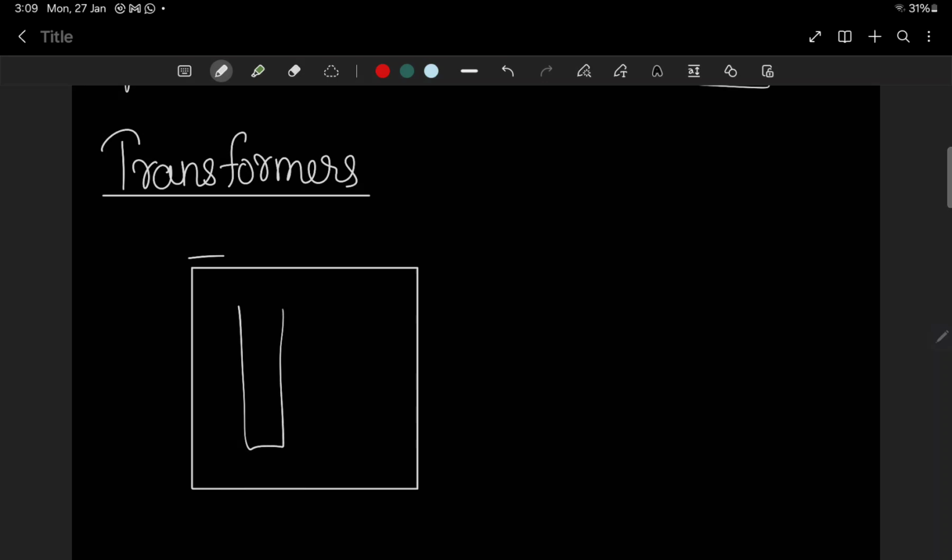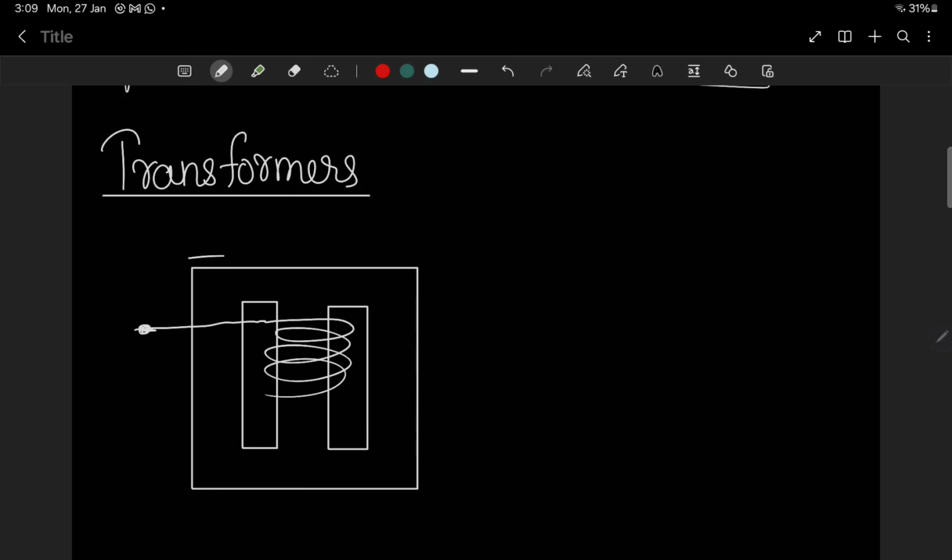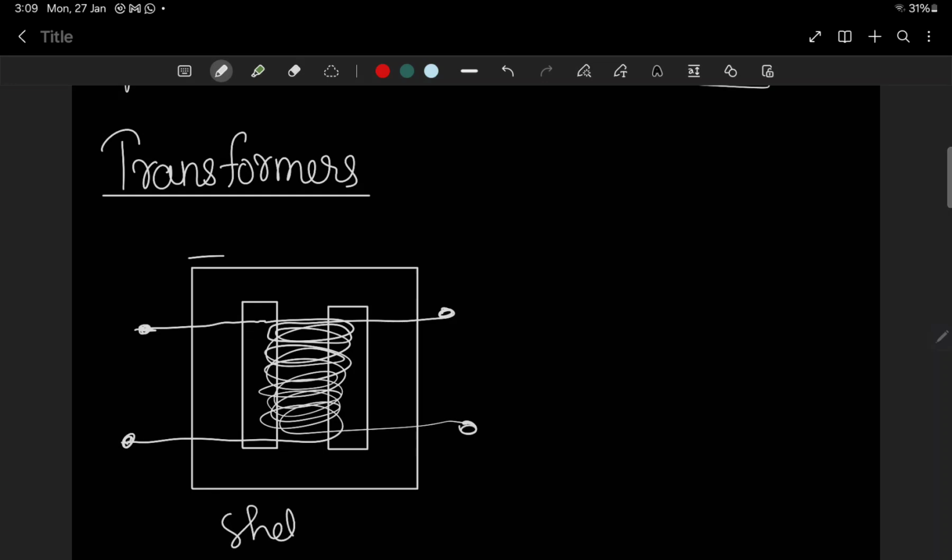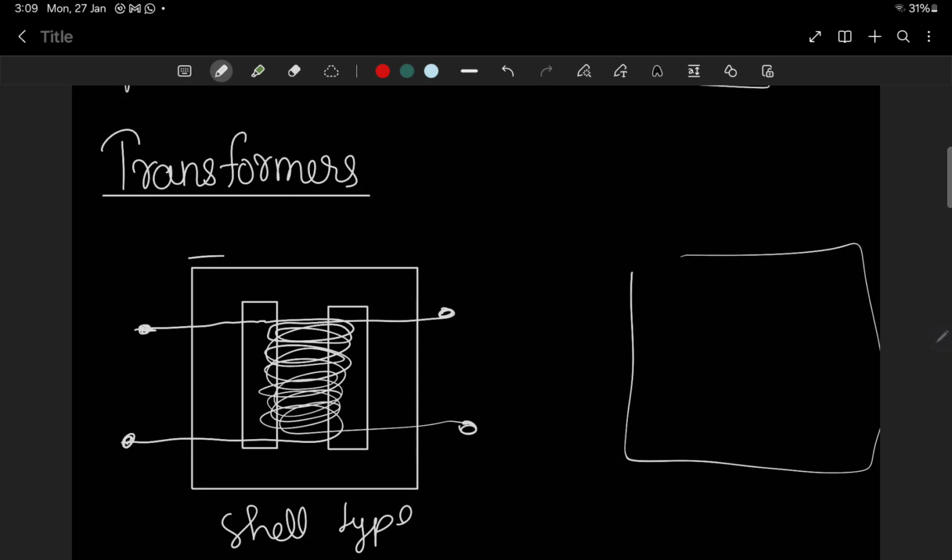Shell type is like this. Like this. This is called shell type, and this is called what? Core type.